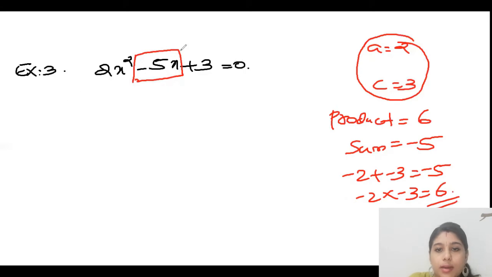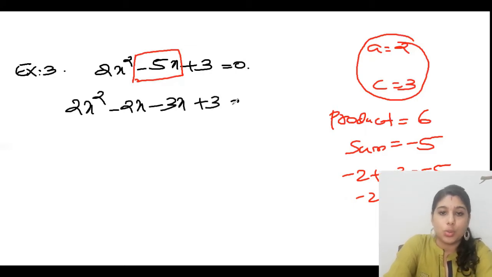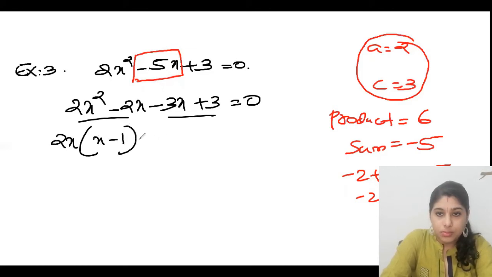So I am splitting this and writing as 2x square minus 2x minus 3x plus 3 is equal to 0. Now I am considering these two as a pair, regrouping, that also we have studied. So what we can take common, 2x into x minus 1, then plus 3 into, I am taking minus 3 out. So minus 3 into x minus 1 is equal to 0.